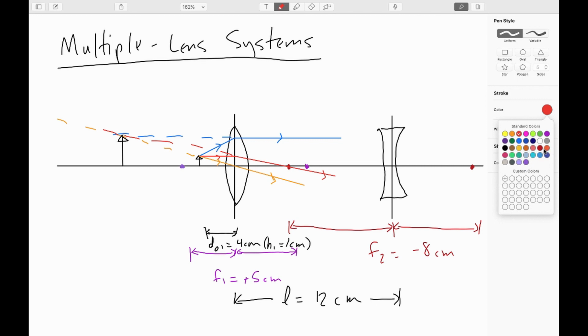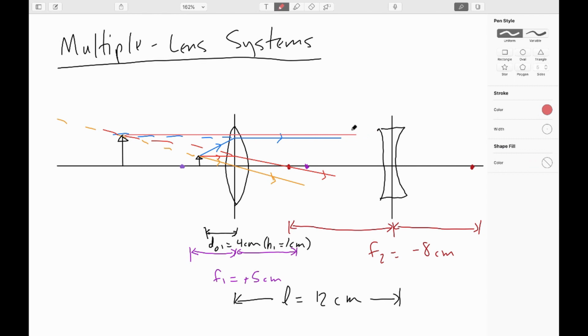This time I will do it in a different shade here. You'll see, and this is not a coincidence, if I do it right, that it lies right over the ray we just backtracked. And now, since this is a diverging lens, it is going to bend away from the focal point of the second lens.